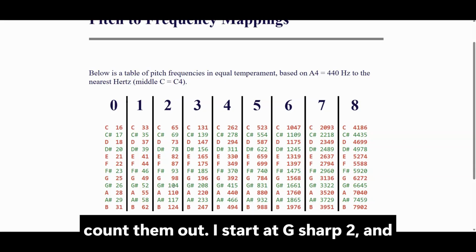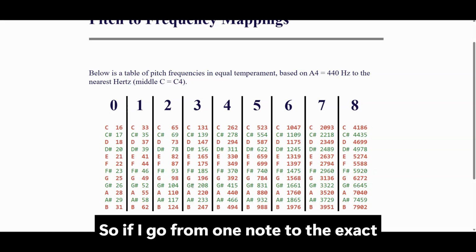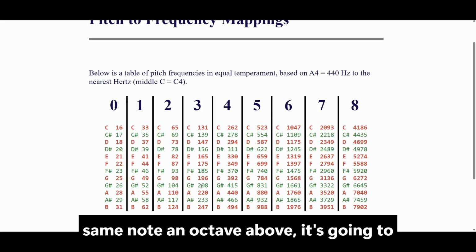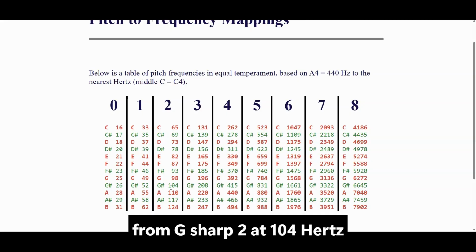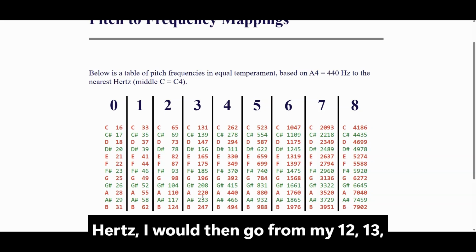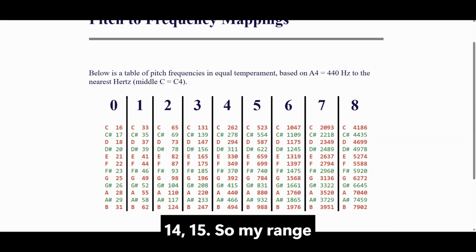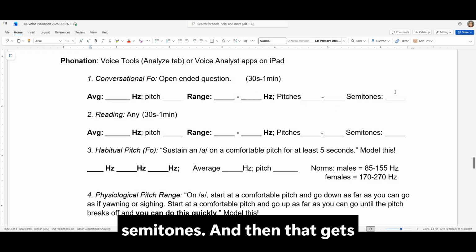I start at G sharp 2, and I go 1, 2, 3, 4, 5, 6, 7, 8, 9, 10, 11, 12. So if I go from one note to the exact same note an octave above, it's going to be 12 semitones. If I had a range from G sharp 2 at 104 hertz and the range went up to B3 at 247 hertz, I would then go from my 12, 13, 14, 15. So my range is 15 semitones. And then that gets recorded here.